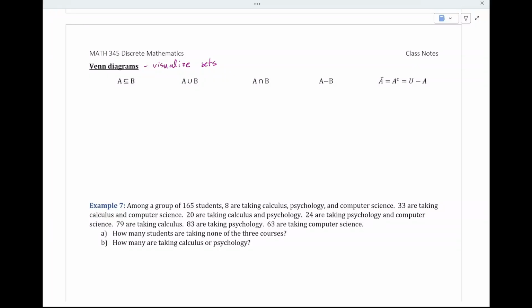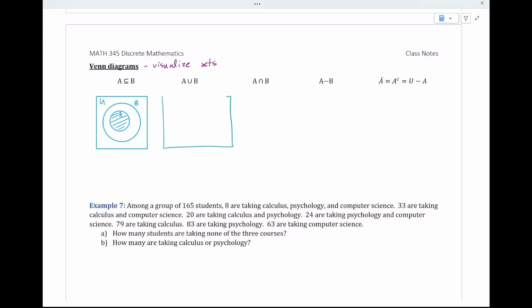First up, we want to look at a Venn diagram of A is a subset of B. So here is my universe, and here is B, and then A is a subset of B means A is entirely inside of B. Every element of A is also an element of B. There's no elements of A that are outside of B. A is a subset of B.